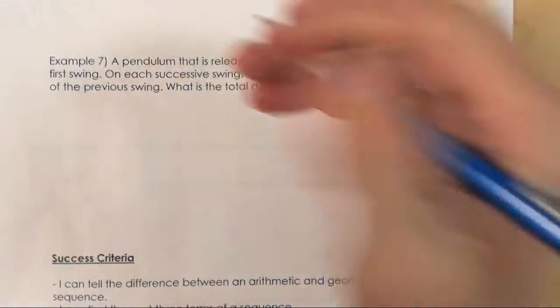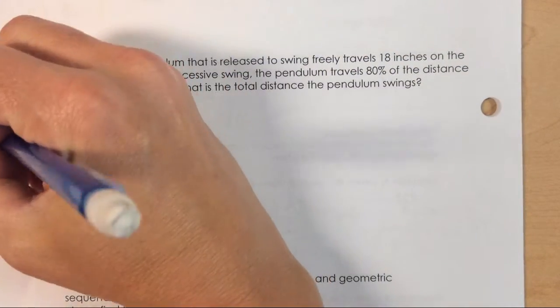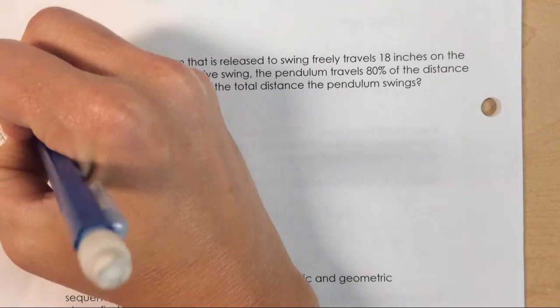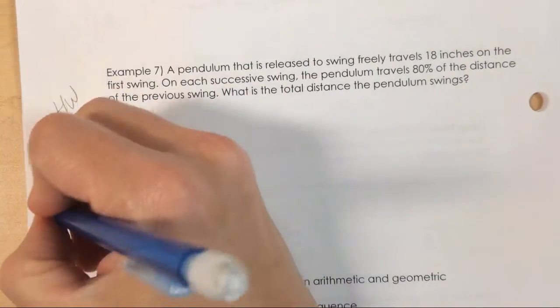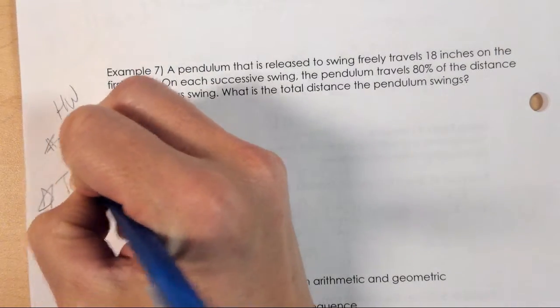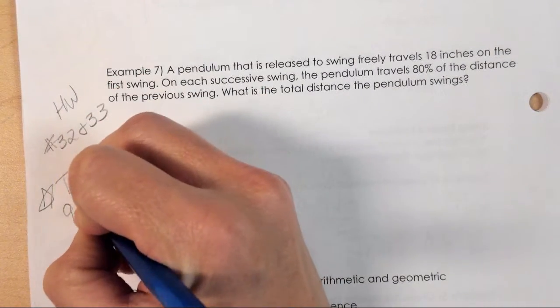So you can write next to this, homework numbers 32 and 33 are just like this with a pendulum question. You could also put a star by this. This is a guaranteed test question. It's not hard.